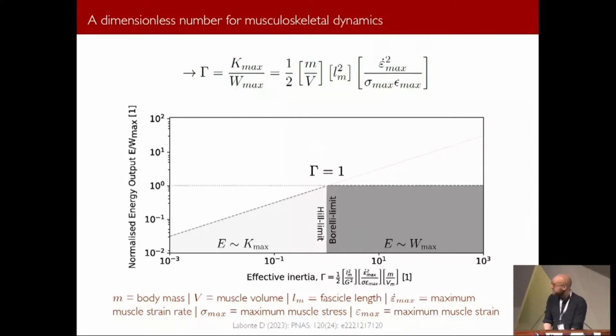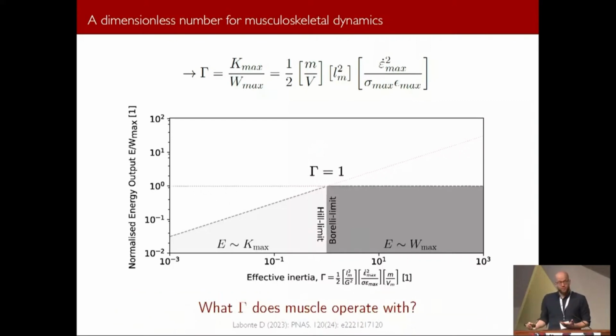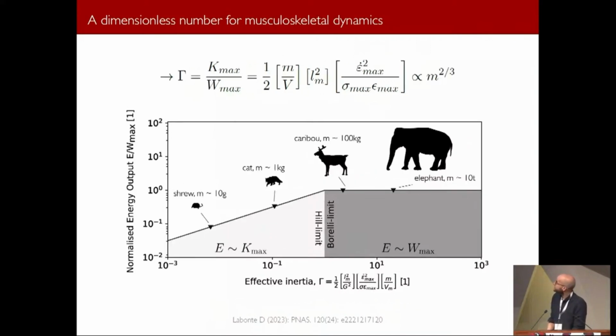And then as a biologist, the intuitive question is, well, what value of this parameter gamma does muscle actually operate with? And the nice thing is, because these are physical parameters that you can measure, you can go to animals or you can do some anatomy, you can do some physiology and measure all these, you can calculate that number. You can put values to it. And here are just a couple of illustrative examples from a shrew to an elephant.